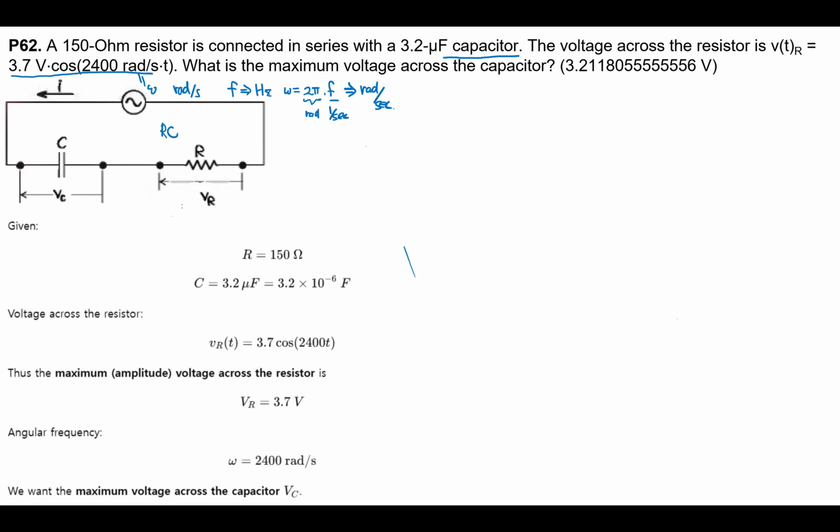So let's see what is given. The resistance is given, the capacitance is given. Once again, all the units should be changed into standard units, so microfarad should be changed into 10 to the minus 6 farad. And then our voltage is given like this, and thus the maximum voltage across the resistor is the amplitude. The angular frequency is given, and we want to find the voltage across the capacitor, VC.